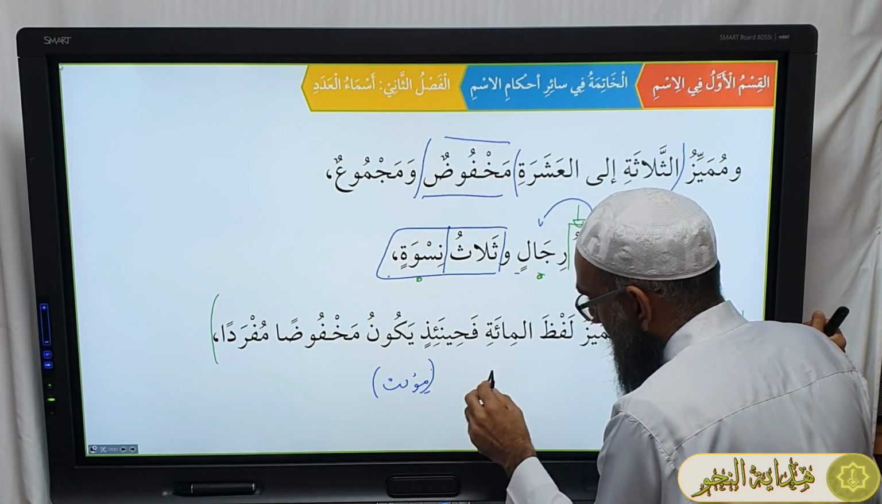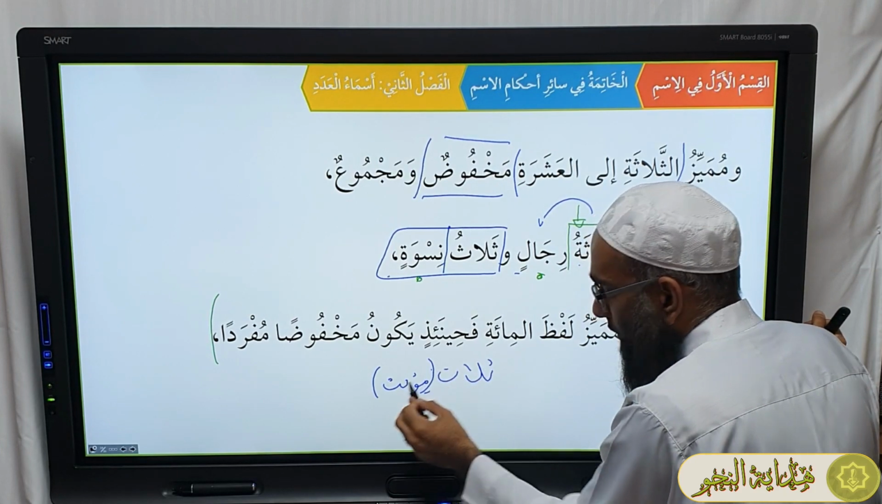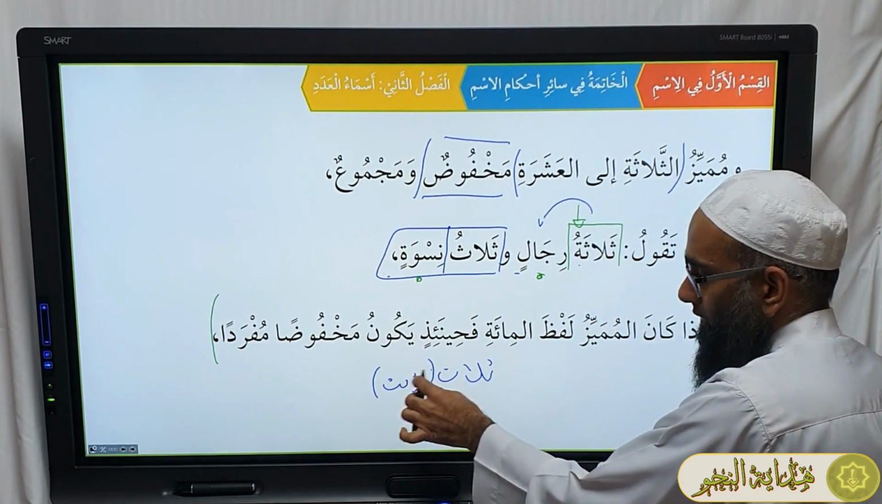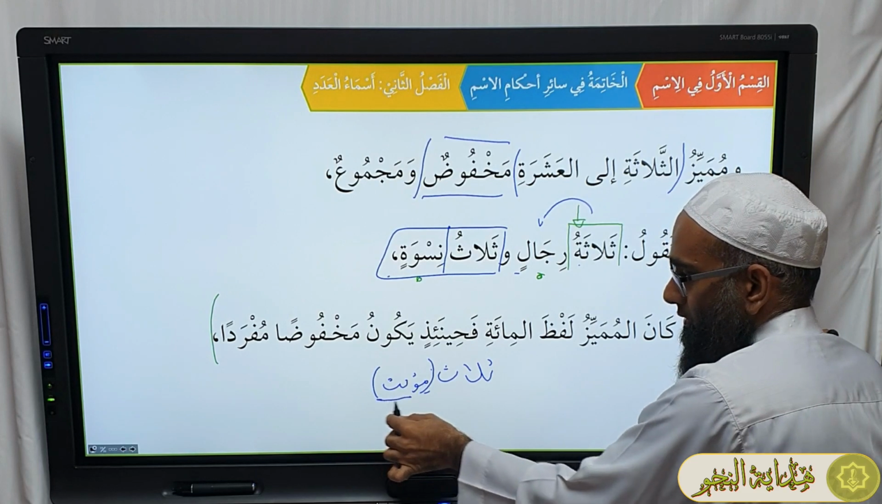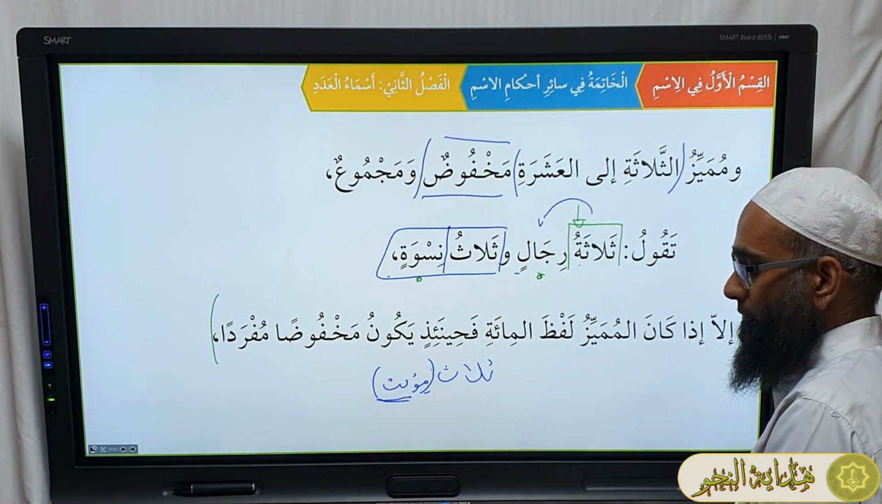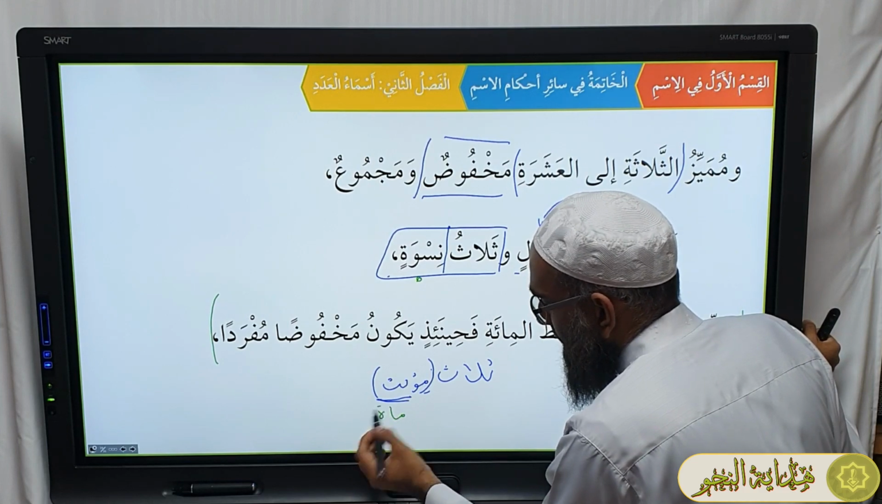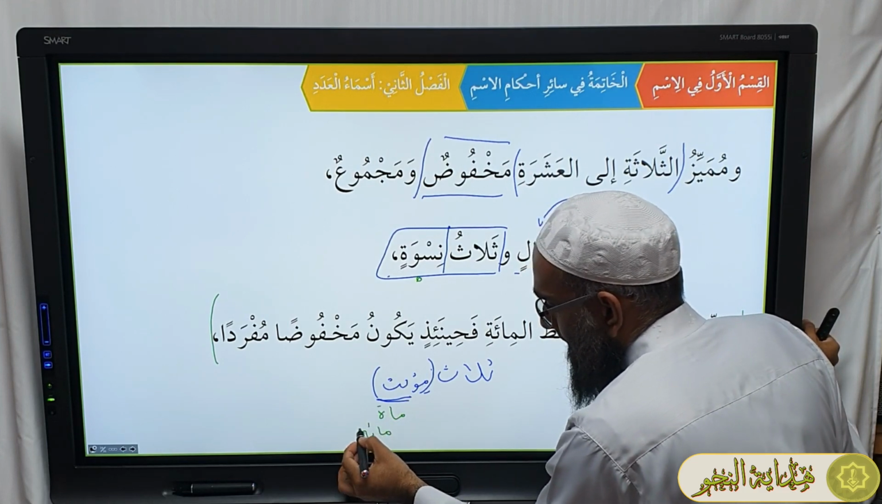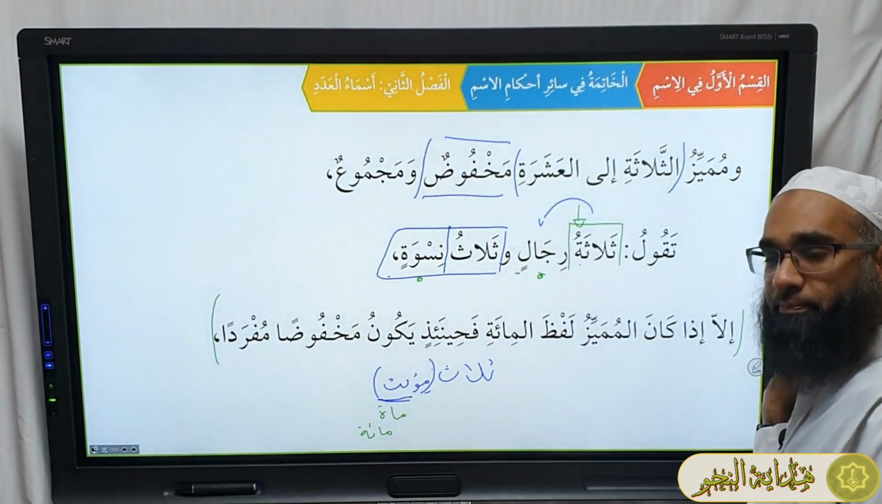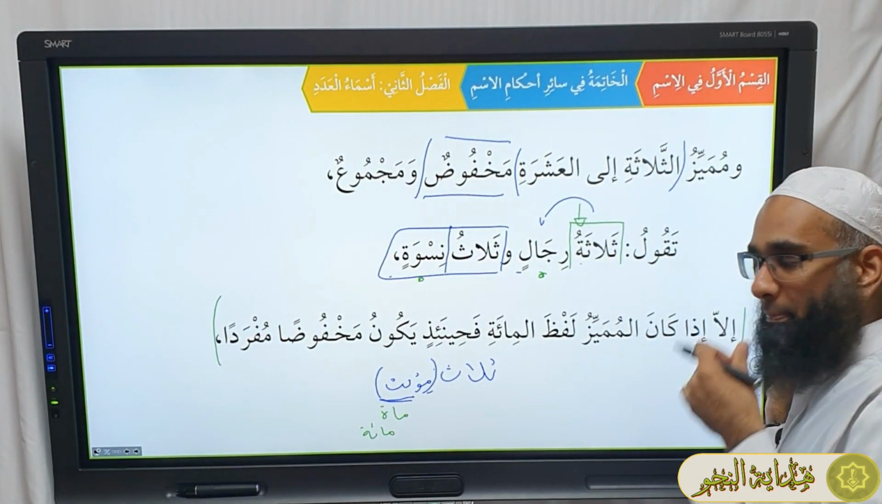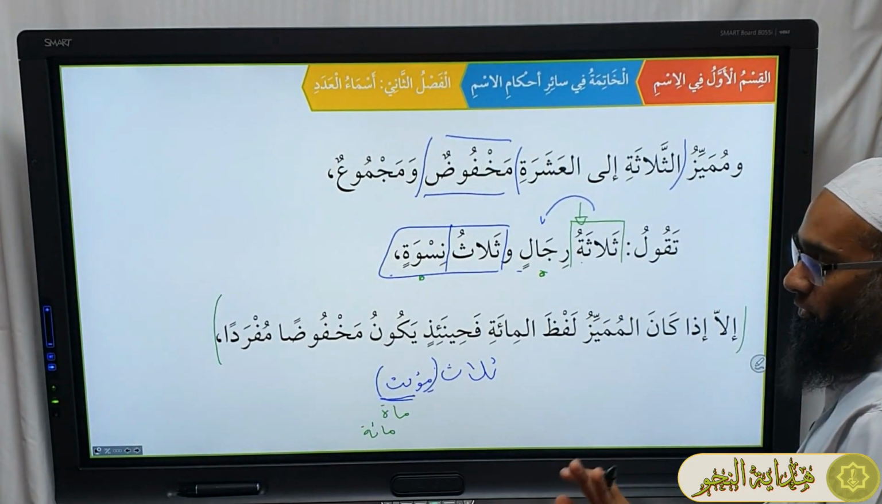So if you have a mu'annath word with 3 firsts, what should this be? Singular or plural? Plural. So when you say thalathu mi'a, there are 2 ways of writing it. Some write it like this, some write it like this. It should be mi'a or mi'at in theory. But that's khilafun in qiyas. The Arabs don't have mi'at. They have mi'a only.